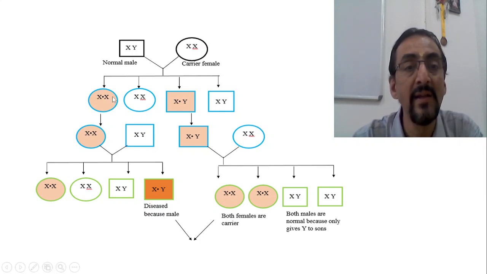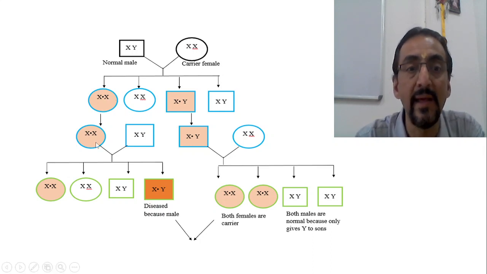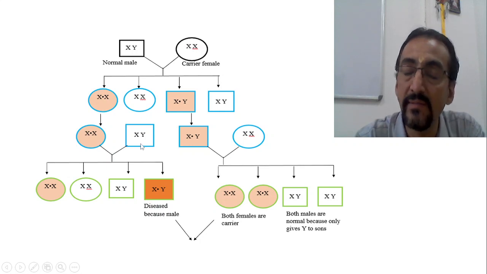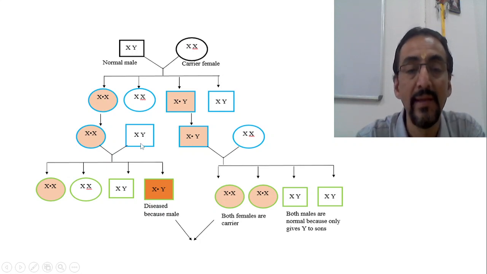Now what happens next? Here the carrier female is there. She is married to the normal male. Now what is the possibility? This is an X-linked recessive pattern.